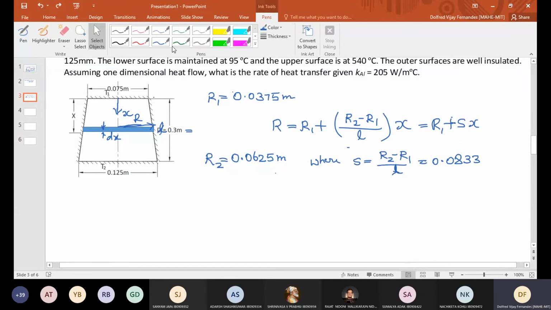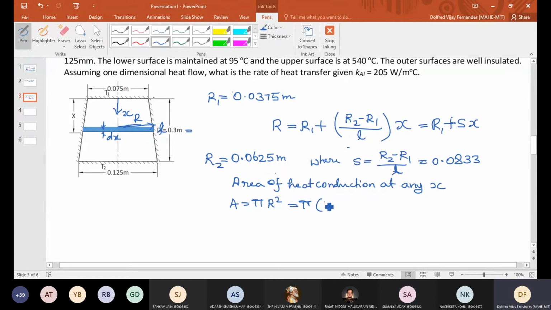Now area of heat transfer is also required for us. What is the area of heat conduction at any x? So pi r square. Pi r square is nothing but pi into R1 plus Sx whole square. Now apply the Fourier law of heat conduction and solve it.